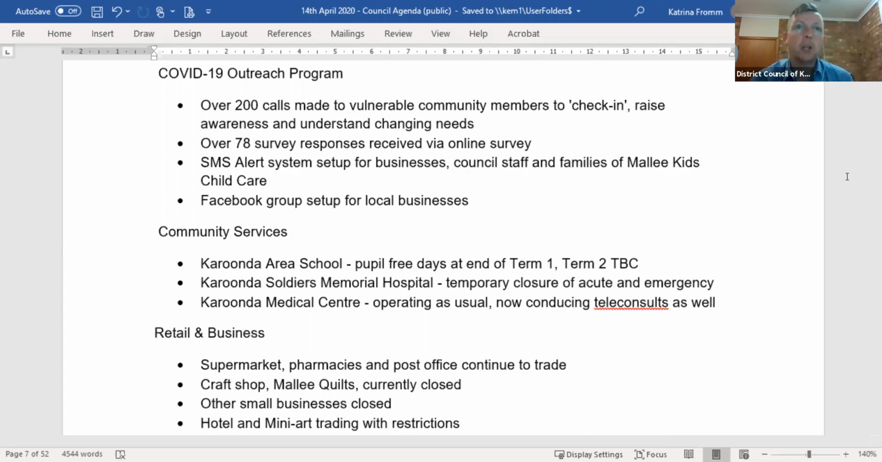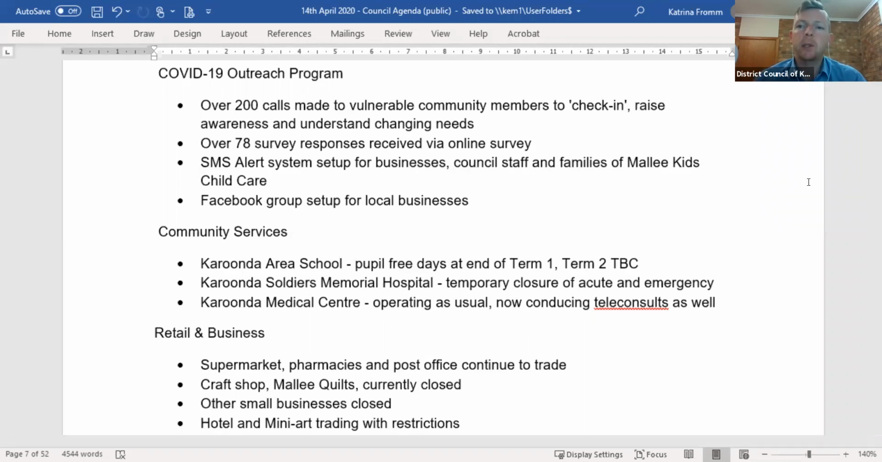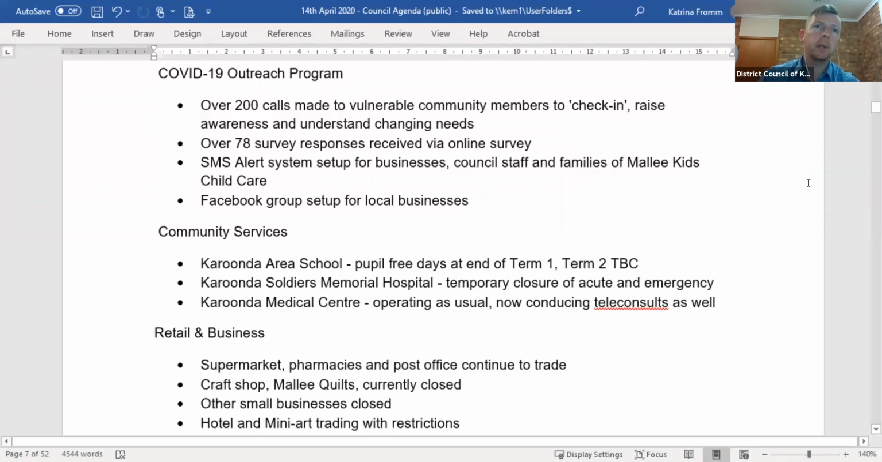But that sort of information, that touch point, will continue over the next few months, and the survey in particular will repeat on a monthly basis. And that's going to give us as council a very good idea of what's going on in the community and what we may need to do to support the community that we don't usually do, and also give us some good foundations for forming council decision making on any particular responses. Something else we've implemented is the SMS alert system, which was set up for local businesses, for council staff, and for families of Mallee Kids, and we'll expand that into a community SMS alert system as well, which has been quite well received, along with the Facebook group for local businesses.